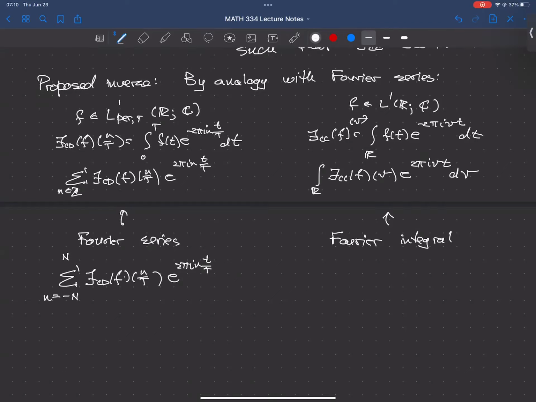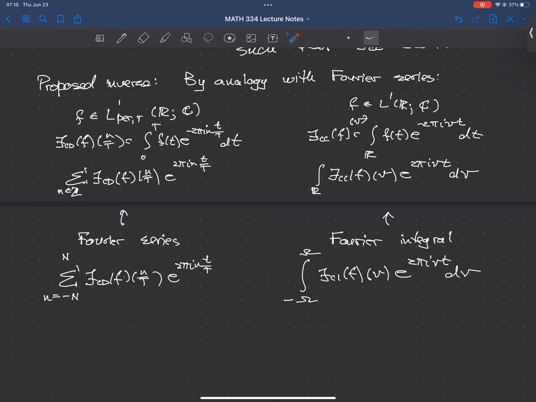Now, the partial integral, if you want to talk about it that way, for the Fourier integral is going to be an integral from, let's say, minus omega to omega of f hat of nu e to the 2 pi i nu t d nu.